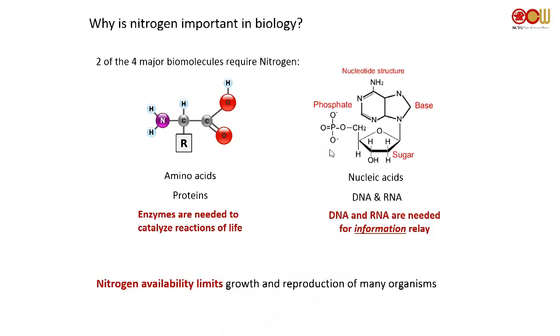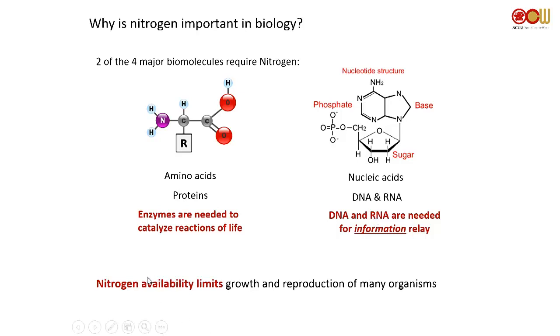Why is nitrogen important? This should be a very no-brainer for you guys. Two out of four major biomacromolecules contain nitrogen. They are amino acids and nucleic acids. Of course, carbon chemistry is very important, but we're going to focus a little bit on nitrogen chemistry. Enzymes are needed to catalyze the reactions for life, and enzymes are made out of amino acids, and amino acids have nitrogen in them. So nitrogen is important for that purpose. DNA and RNA are needed for information relay and information storage, so they are also very important. So nitrogen is a very important thing for life, okay?